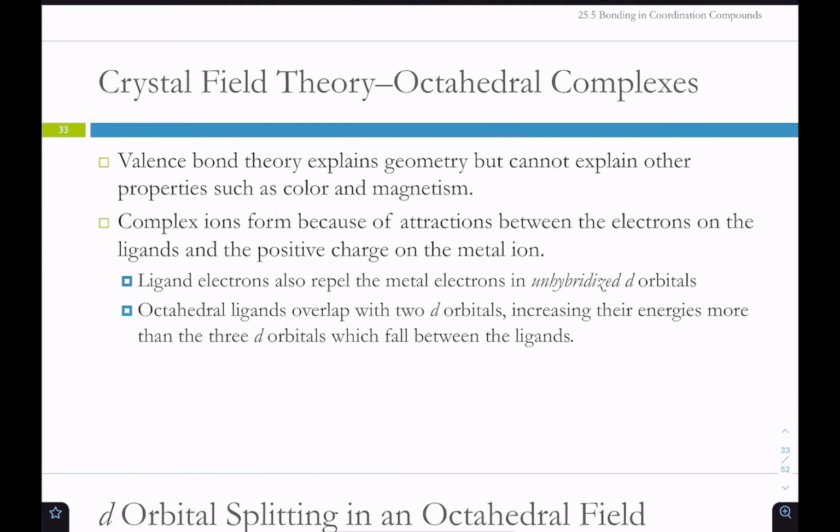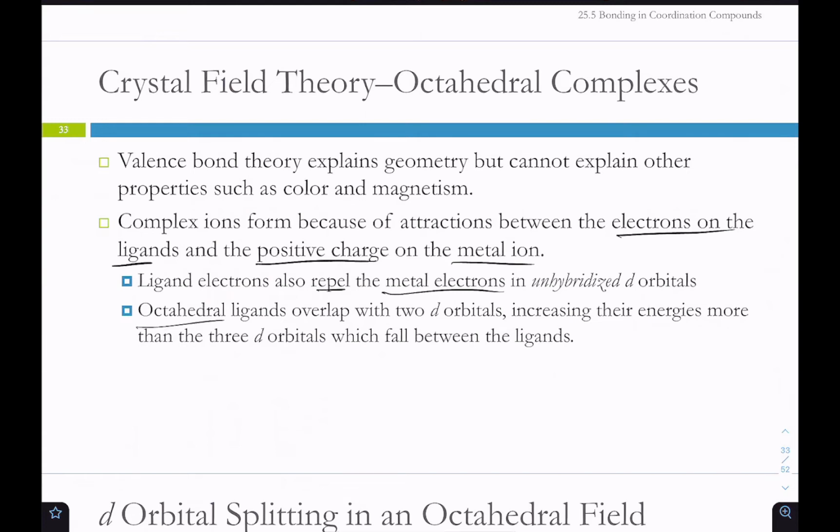So these complex ions are forming because there's an attraction between the electrons on the ligands and the positive charge on the metal ion. But when those electrons start to get closer to the cation, right, because they're attracted, they also repel the metal electrons in the unhybridized d orbitals. So these internal d orbitals are being affected by the proximity of other electrons. And depending on if the ligands line up with those orbitals or not, we'll see this in the next slide actually, that's going to affect them more or less.